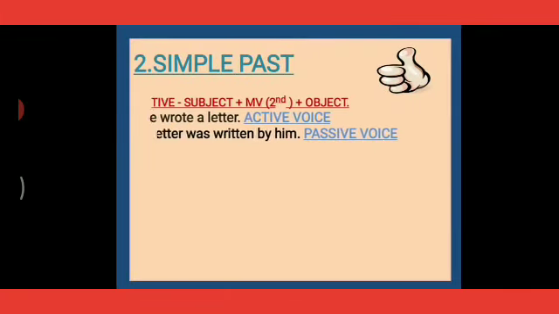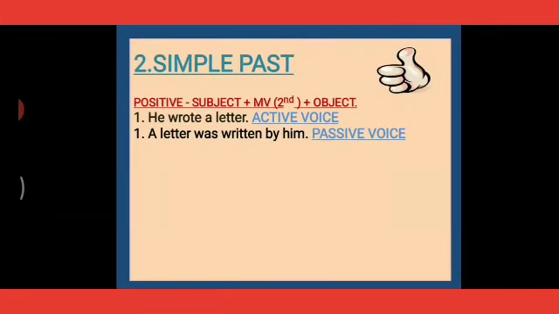Next, simple past tense. The rules will be the same, just your verb will change. There in simple present we were using first form, in simple past we will use second form. Subject, second form, and then object. This is how an active sentence is framed in simple past. He wrote a letter. Write, wrote, written. See over here, to make a simple past sentence, we have used second form.